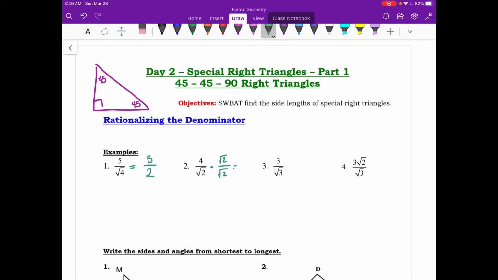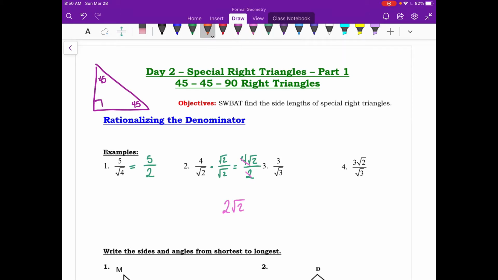When I multiply straight across, I end up with 4 square root of 2 over square root of 2 times square root of 2, which is just 2. Now I'm almost done. I just need to simplify this fraction. I have 4 root 2 over 2. I can reduce that to just 2 root 2 because 4 divided by 2 is 2.